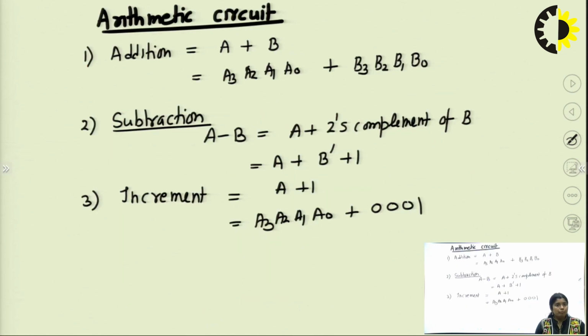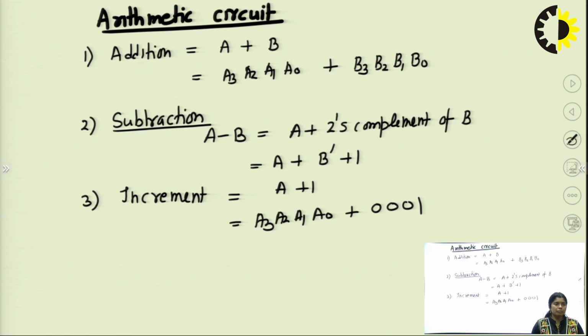Now, in all the circuits which we have studied, that is the n-bit adder, subtractor or incrementer, each has only 1 or 2 operations. But we need a circuit in which all the arithmetic micro operations can be performed. That's why there is a need for the arithmetic circuit. In this arithmetic circuit, addition, subtraction, increment, decrement and transfer, all the arithmetic operations, are performed in a single circuit.